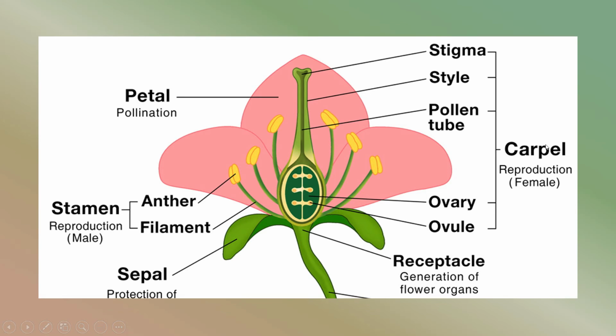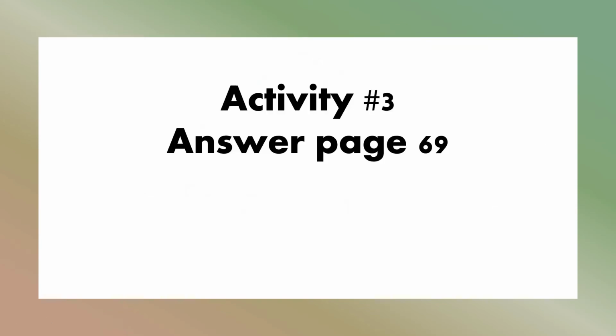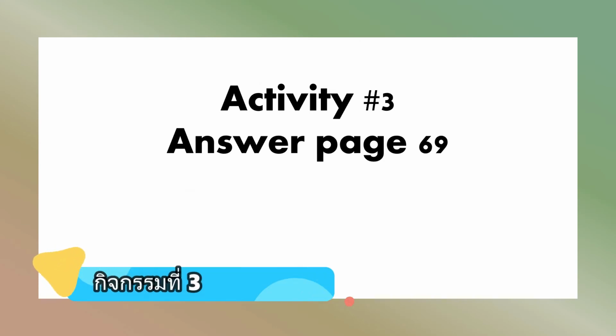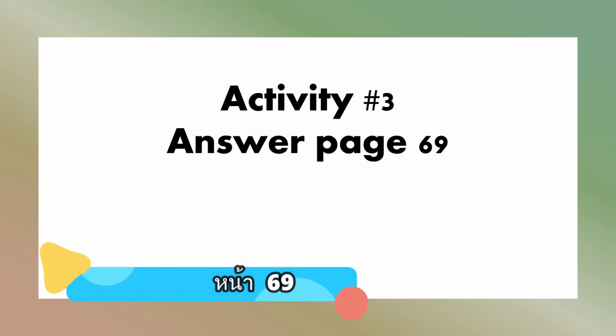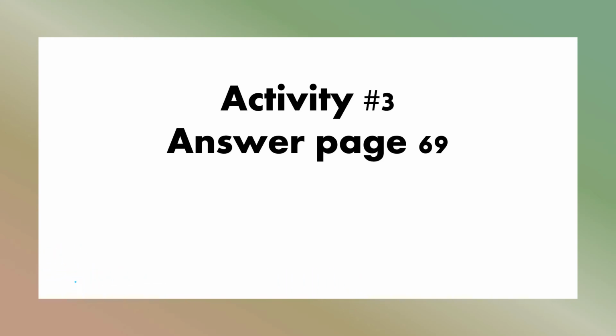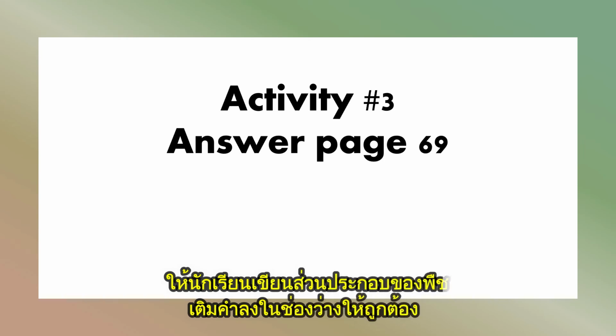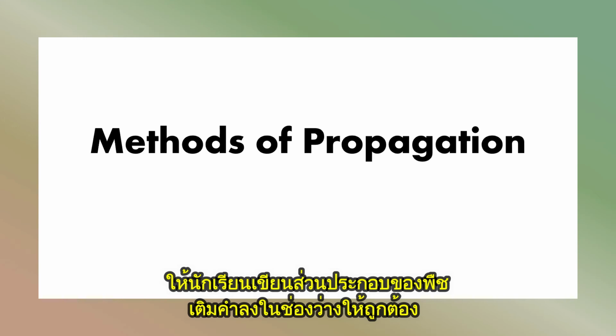So your next activity is you are going to answer page 69, your activity number 3. You write the parts of a flower. Okay, that is fill in the blanks. You name the parts of a flower on page 69.